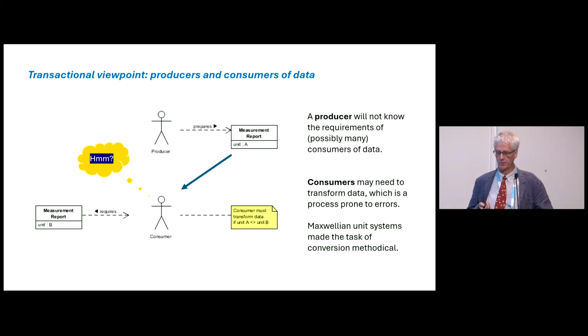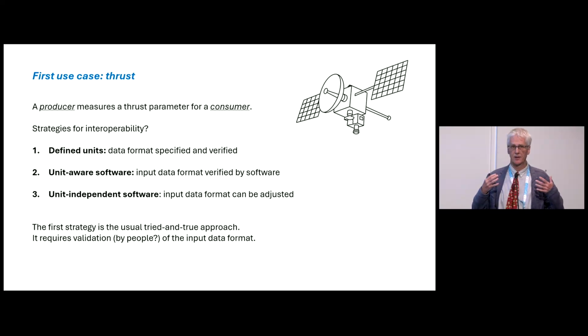But it's time to do a little bit better. So I'm going to go quickly through three scenarios, I've called them use cases, just to try and motivate the ideas behind this M layer. So the first scenario is we're sending a spacecraft to Mars.